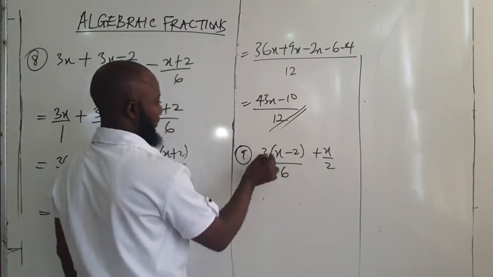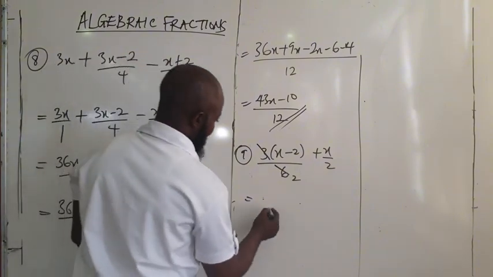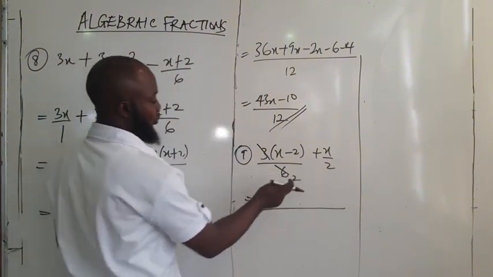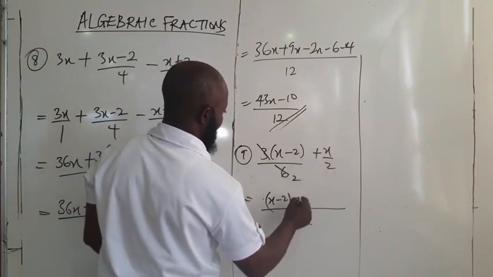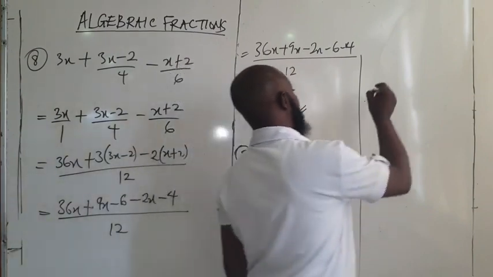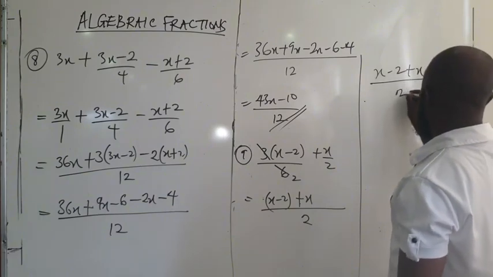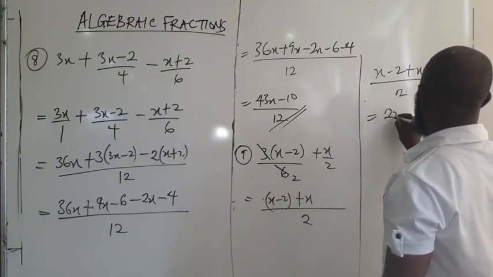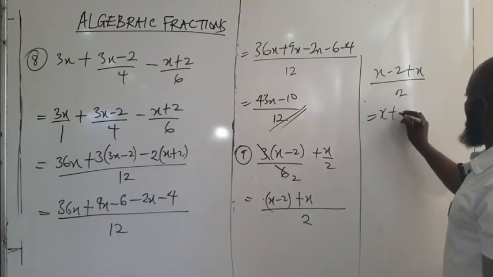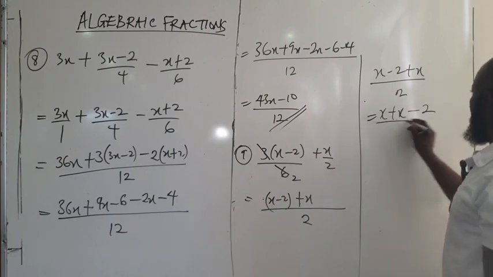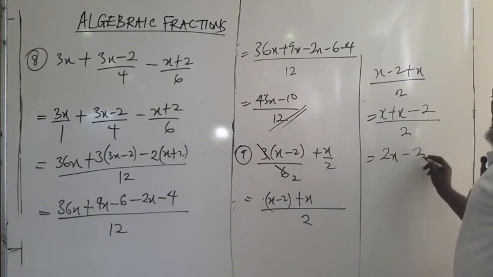Or another thing, 3 here, 1, 3 here, 2. So that gives us 3 can go inside, that's 2. So find the LCM of 2 and 2, that is 2. Then we add it, that's x minus 2 plus x divided by 2. So this will give us x plus x minus 2 divided by 2. X plus x gives us 2x minus 2 divided by 2.